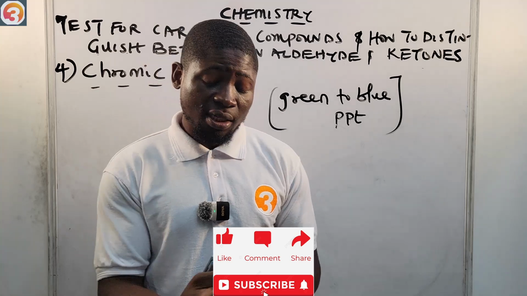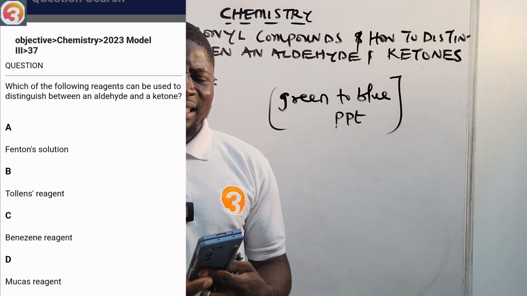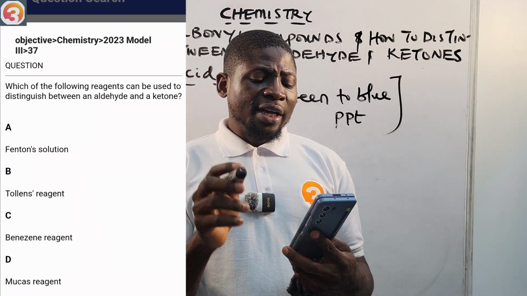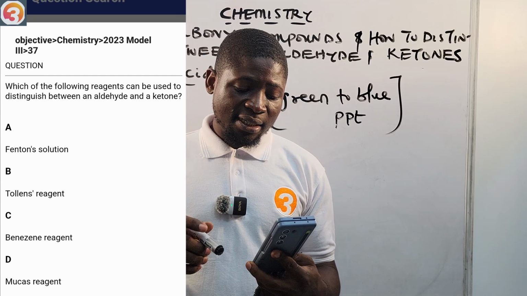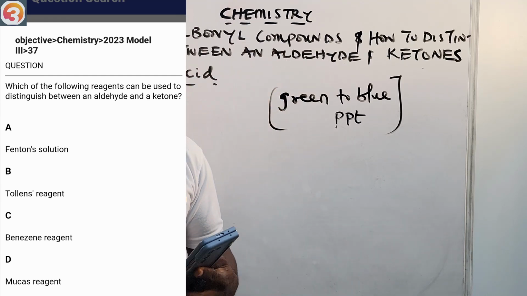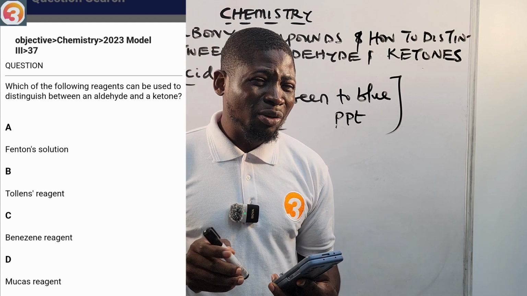So this is a 2023 question, number 37. Which of the following reagents can be used to distinguish between an aldehyde and a ketone? A, they say Fenton's solution. Very wrong. B, they say Tollens' reagent. Did you talk about Tollens' reagent at all?